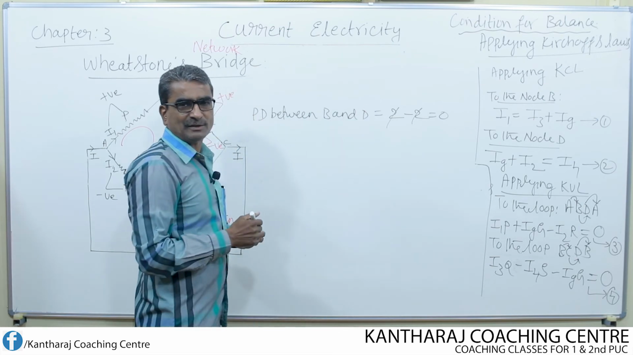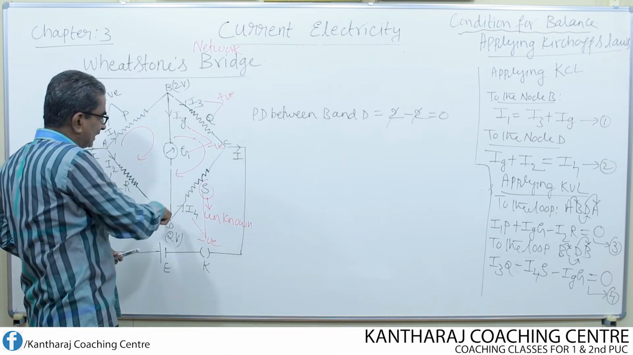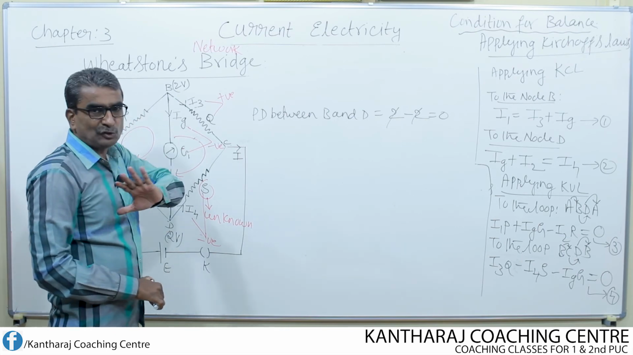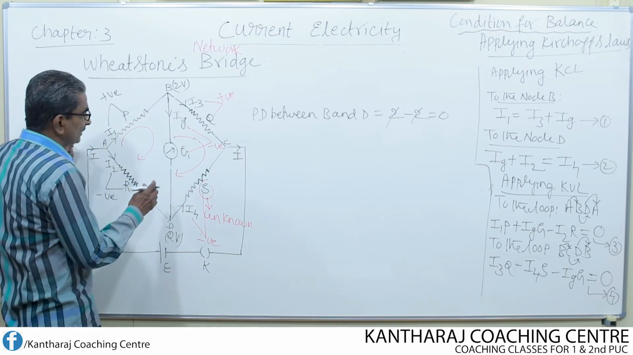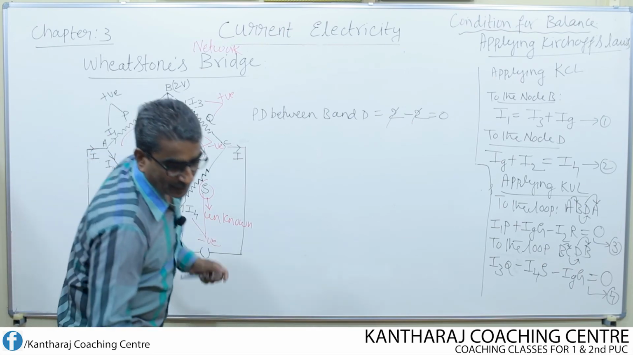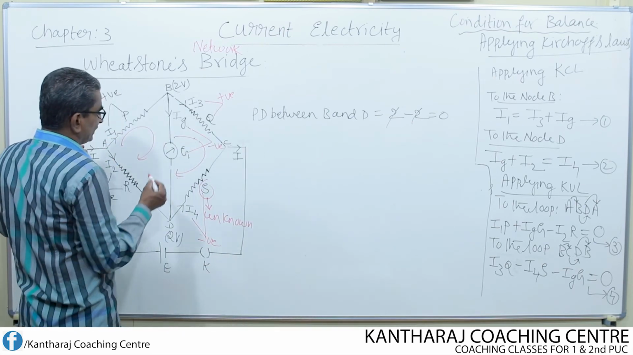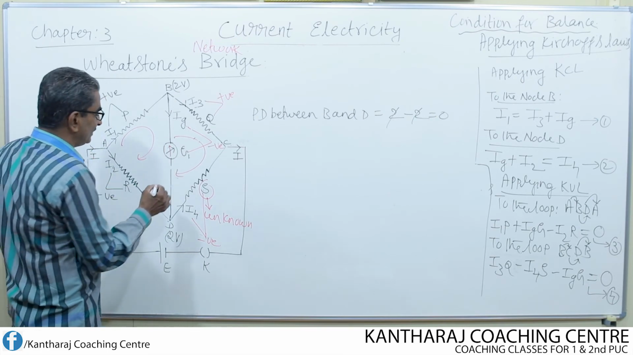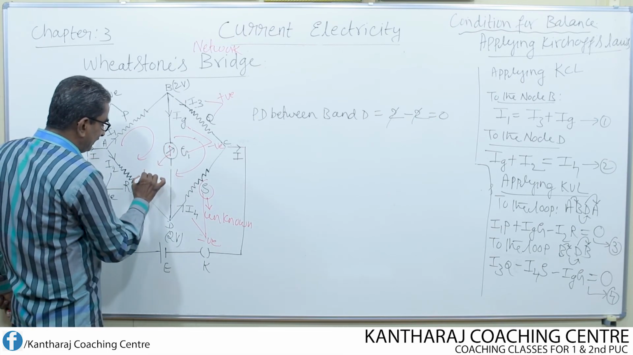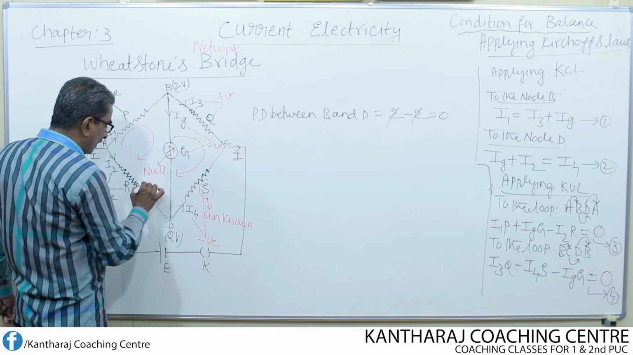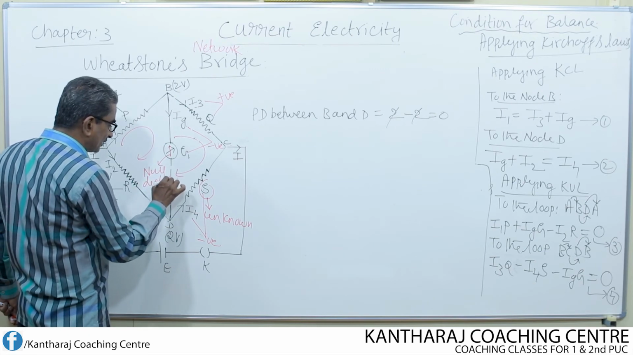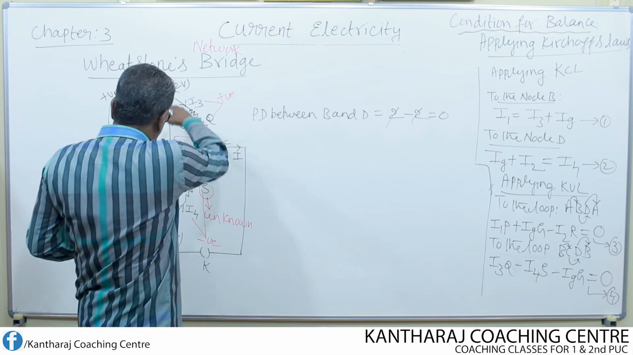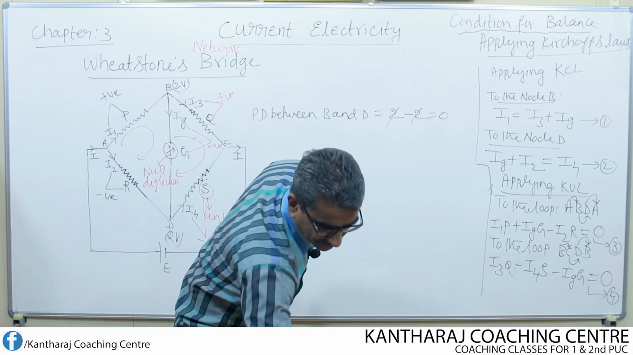Then once the potential difference becomes equal to 0, the current flowing through the galvanometer also becomes 0 and the galvanometer shows no deflection. That means there will now be null deflection, that is, the pointer of the galvanometer stands exactly vertical. So, this indicates null deflection or 0 deflection. This happens only when the potential difference between B and D is 0.